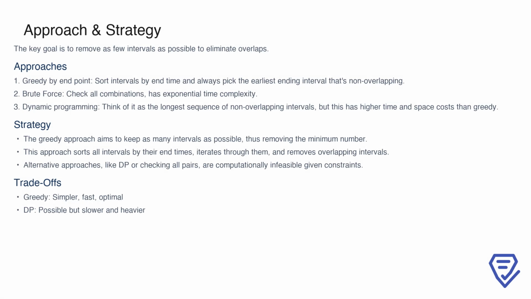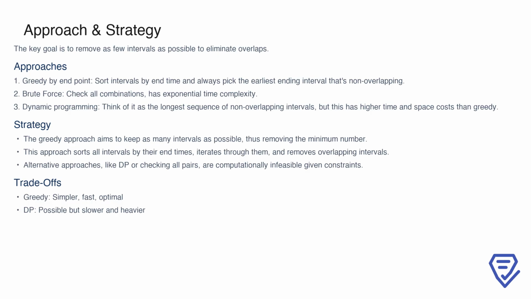When solving LeetCode problem number 435, the standard strategy is to minimize removals by maximizing the number of non-overlapping intervals. We can approach this problem several ways. One method is brute force, by considering every possible subset, but that quickly becomes impractical for larger datasets due to exponential complexity. Dynamic programming can treat it as the longest chain of non-overlapping intervals. This works, but is heavier both in processing and memory, especially for up to 100,000 intervals.